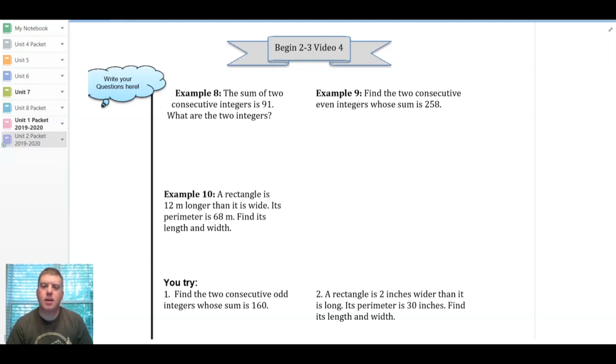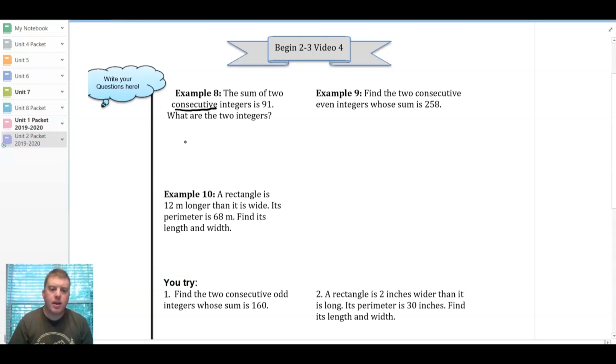We are told that the sum of two consecutive integers is 91, and we want to know what the two integers are. A couple of vocabulary things we need to break down first is what consecutive means. Consecutive means they happen in a row. So for example, 4 and 5 are consecutive numbers. 11 and 12 are consecutive numbers. They're numbers that follow each other in sequence.